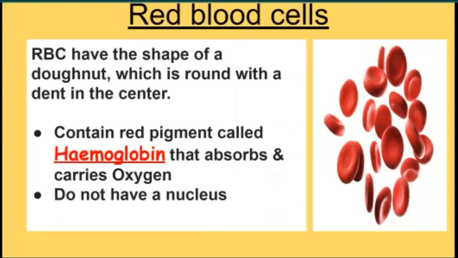Now, red blood cells are also called RBCs. They are shaped like donuts. They do not have a nucleus. They're round and they have a dent in the middle. They contain red pigment, which is called hemoglobin. Hemoglobin is responsible for absorbing oxygen when we breathe. So, when our blood absorbs oxygen, it is carried to the lungs and distributed around the body. Remember, red blood cells do not have a nucleus.